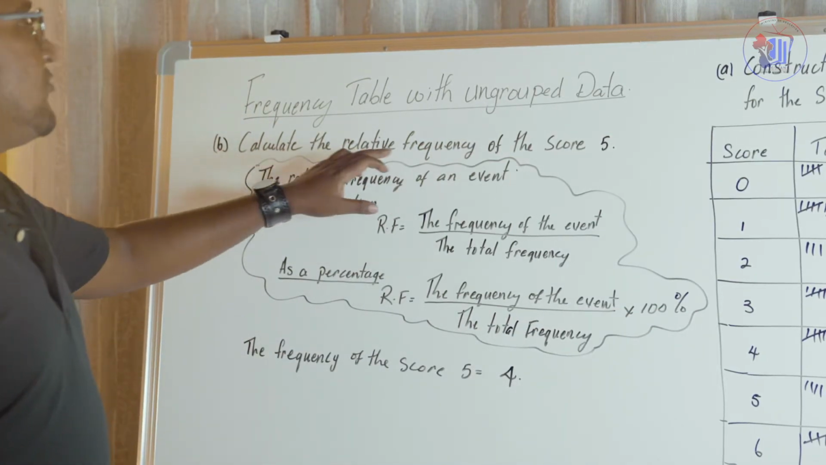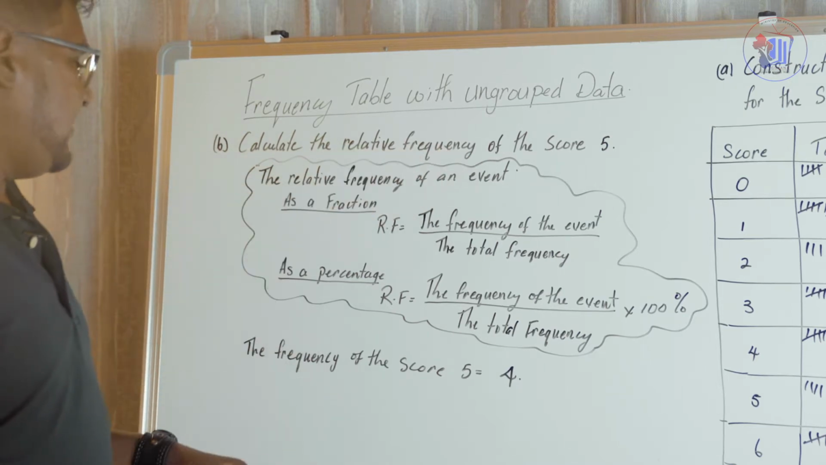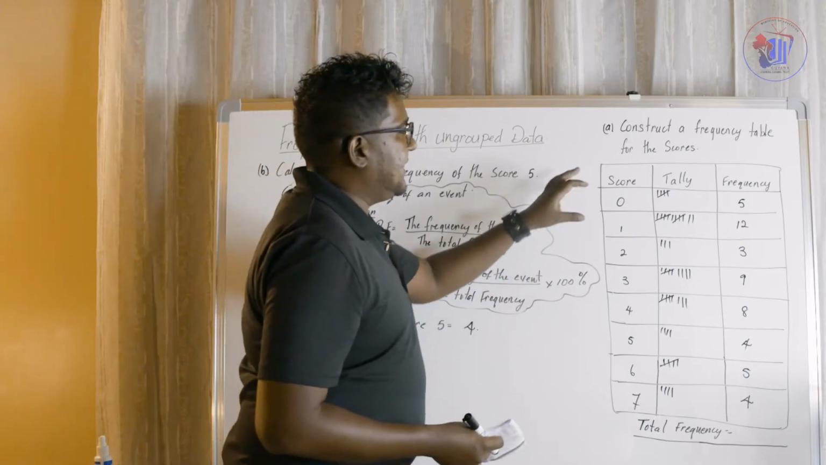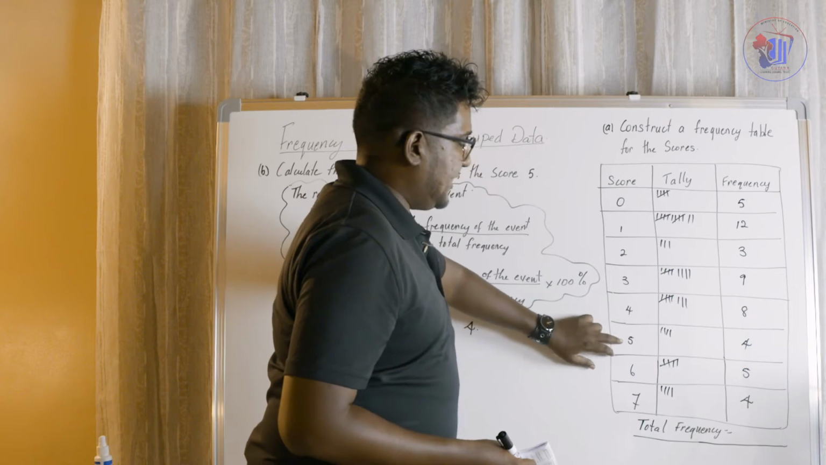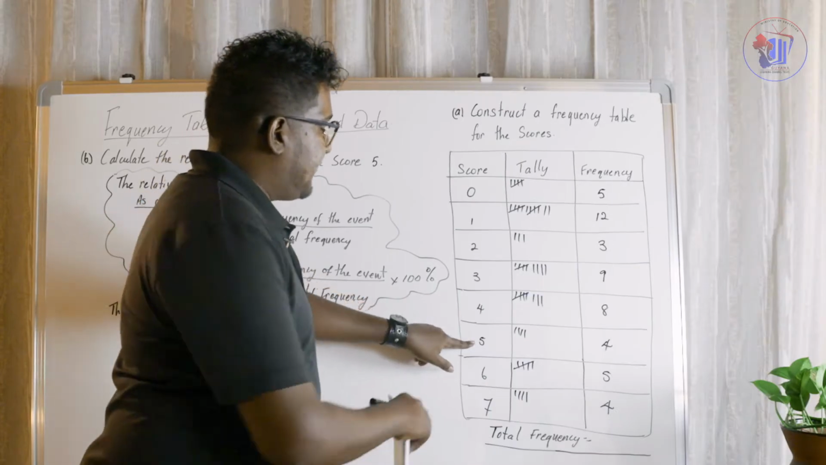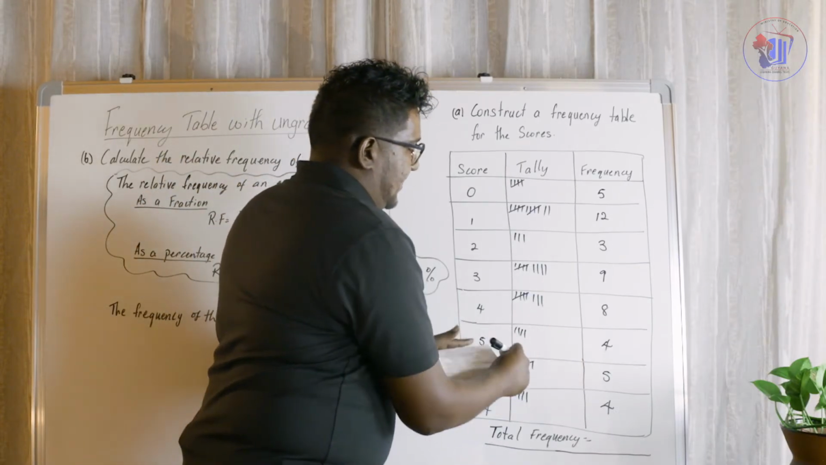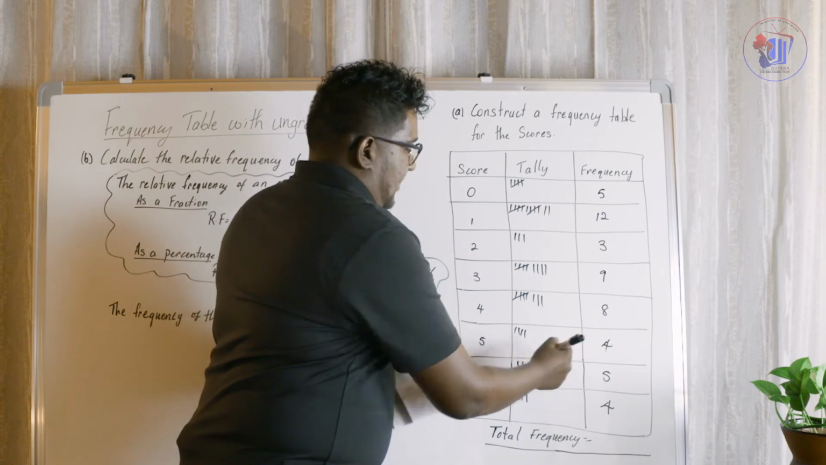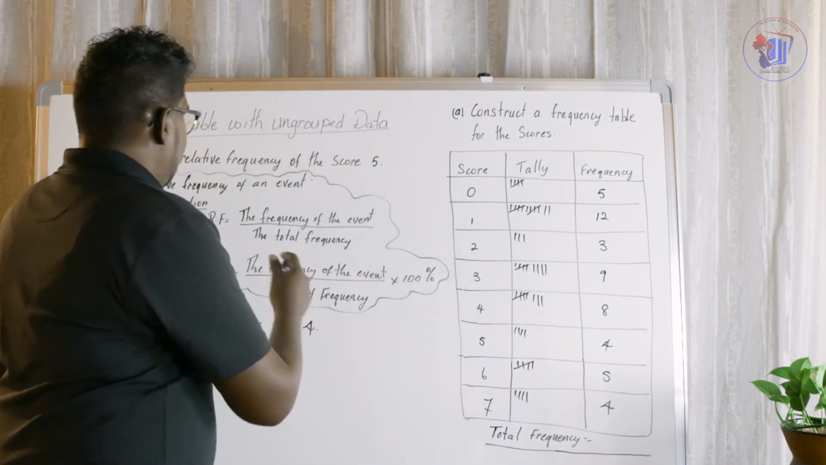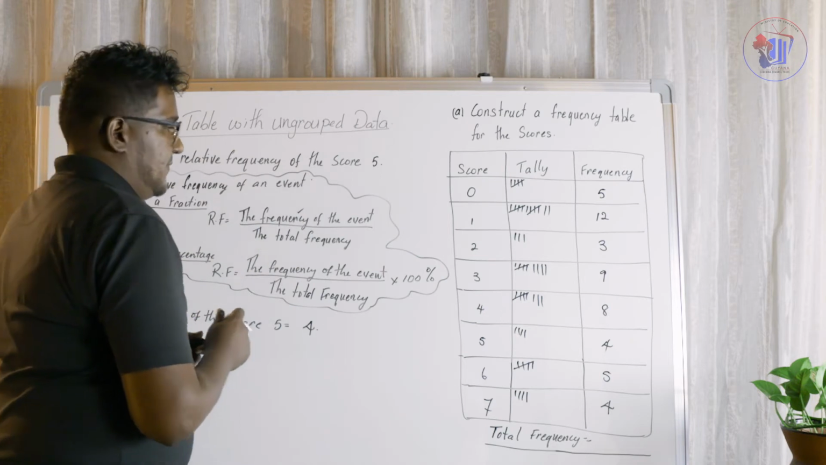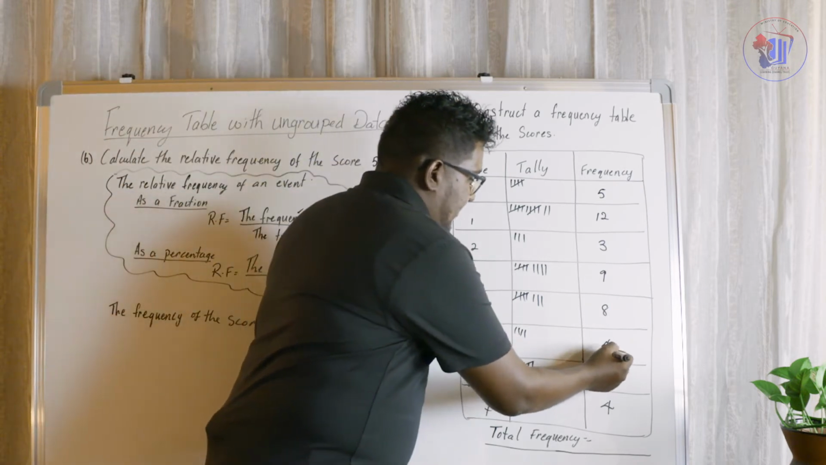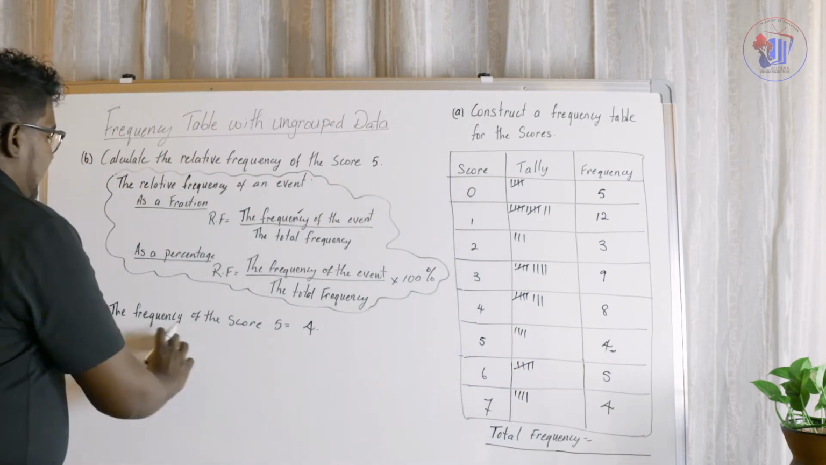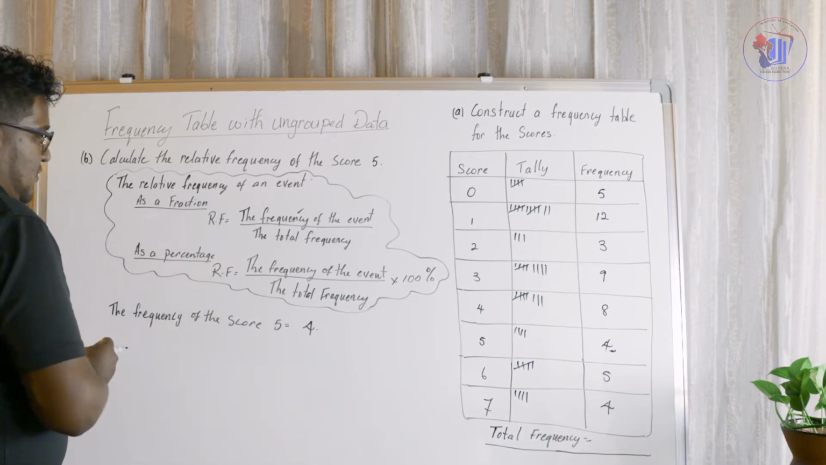Now, to calculate the relative frequency of the score 5, the first thing we have to do is identify our score 5. So here is our score 5. And the frequency for 5 is 4. So the frequency of the event here is going to be 4. Here we have the frequency of the score 5 equals 4.